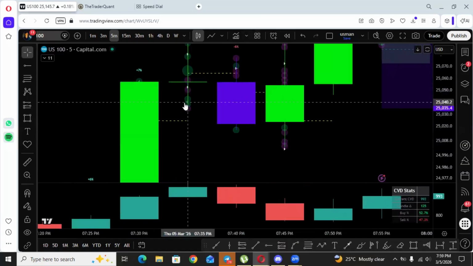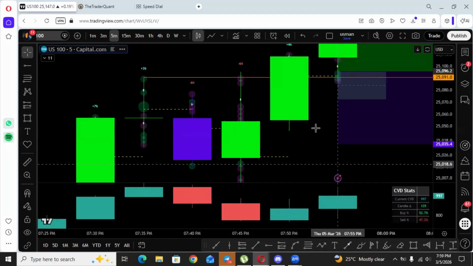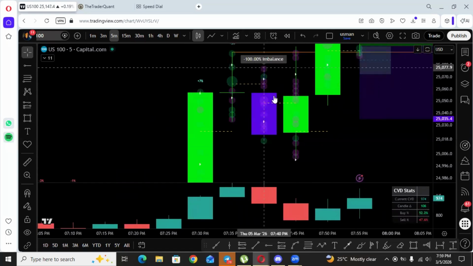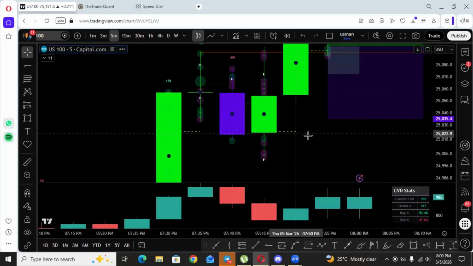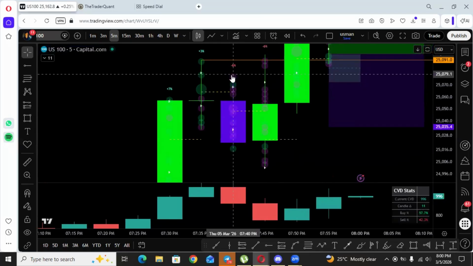Why? Because you can see the buyers here. They absorbed all these sellers and ultimately pushed the prices up and closed this candle like this. Again, in the next candle, buyers tried to push the prices up. What happened at this point? When buyers tried to push the prices up, sellers showed their aggression.